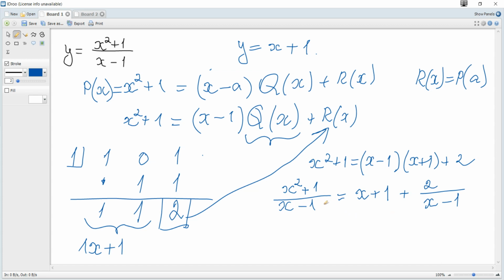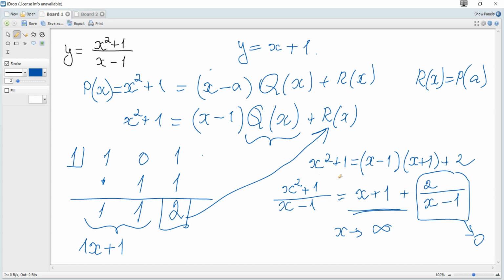And again, it's just equivalent, and now it's clear that when x tends to infinity, this tends to 0, and it's the required equation of a slant asymptote.